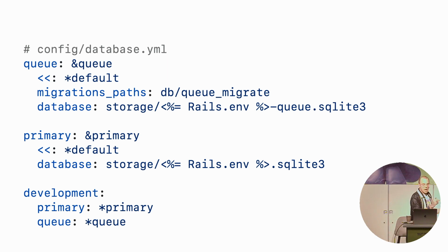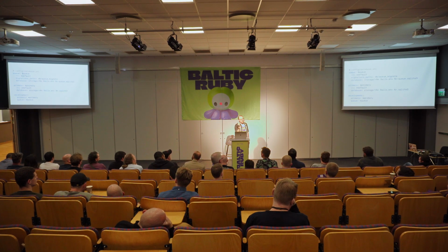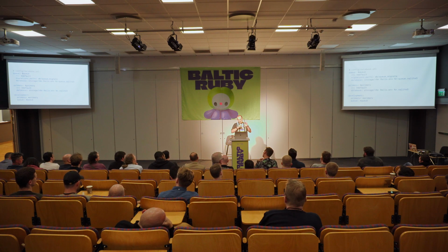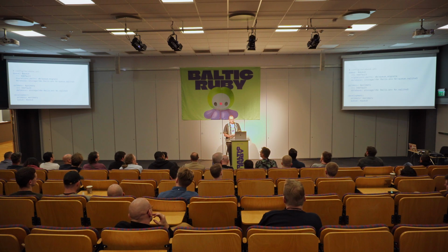And it's going to have a separate actual file, so we're going to define a separate database. And then in our different environments, for the sake of simplicity and having big enough text, I'm only showing development here, but you would do this in production as well, right? We say we're going to have our primary database and our queue database. So now Rails knows about the fact that we want to work with multiple databases. They're all going to be SQLite, but they're separate entities.